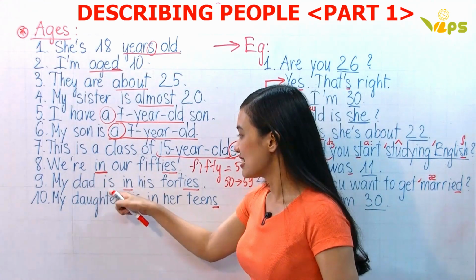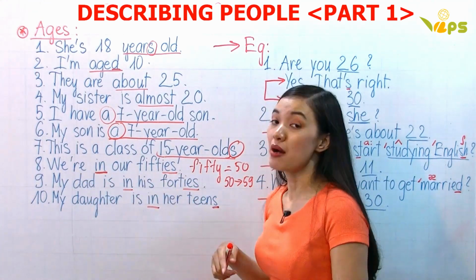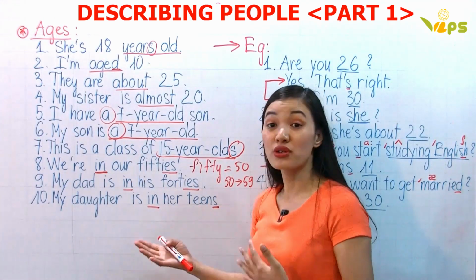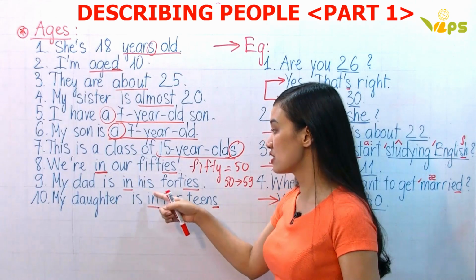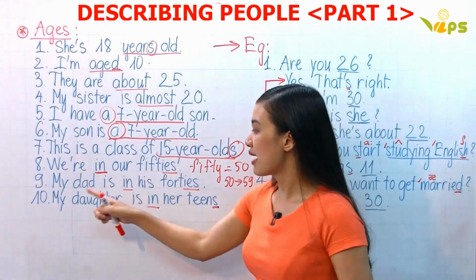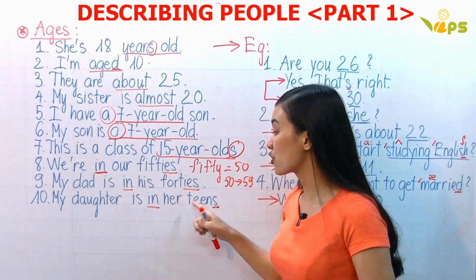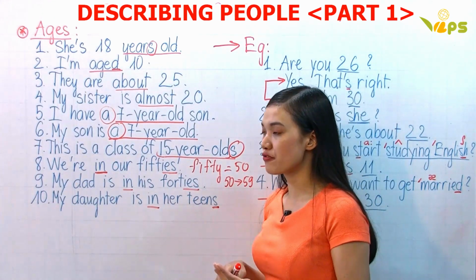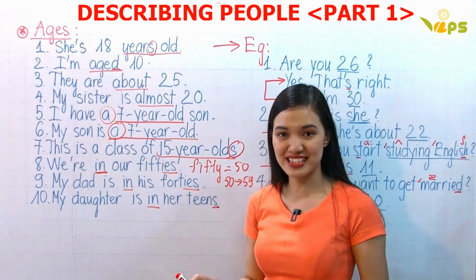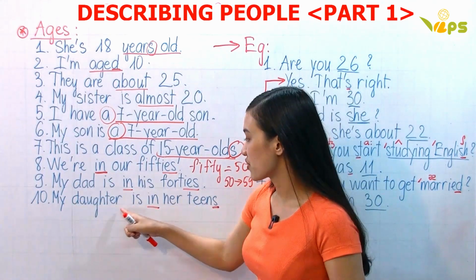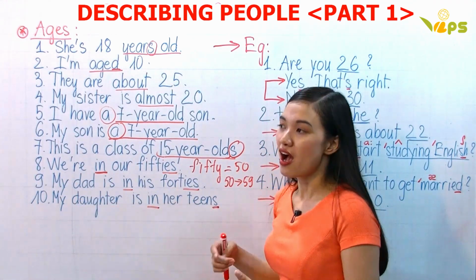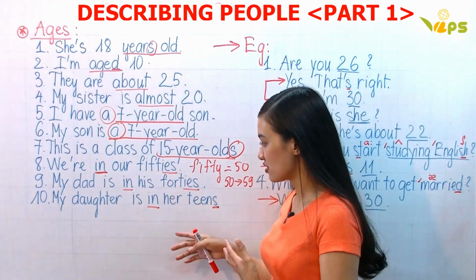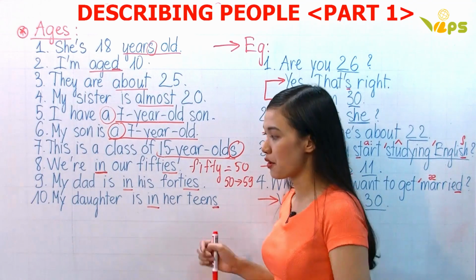My dad is in his 40s. I'm not sure about his age. He's more than 40, so I would say he's in his 40s. My daughter is in her teens. Teens, okay? Teens, that means from 13 to 19. My daughter is in her teens. I don't remember exactly how old she is, and I just guess she is in her teens, okay?